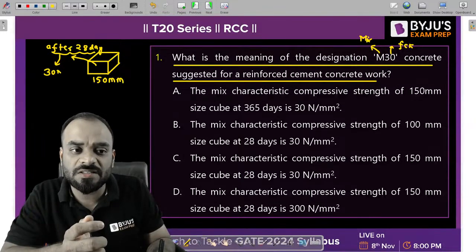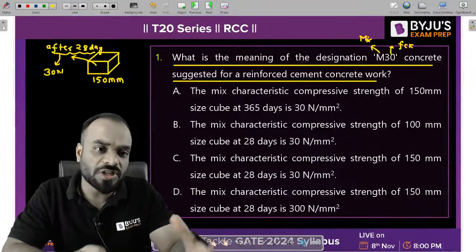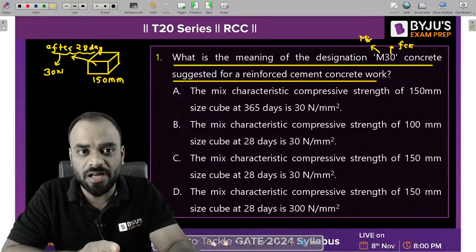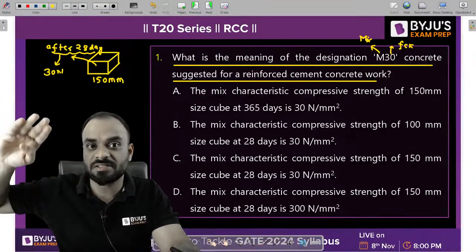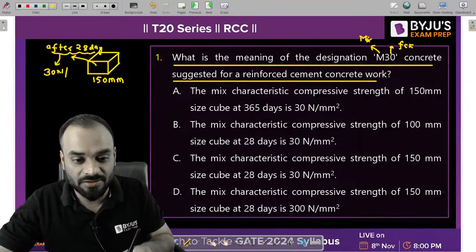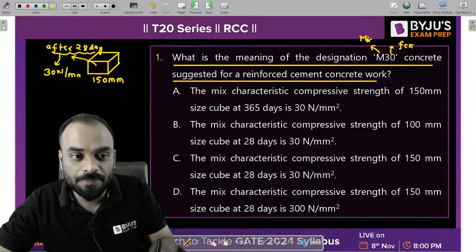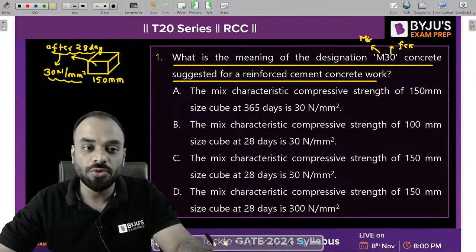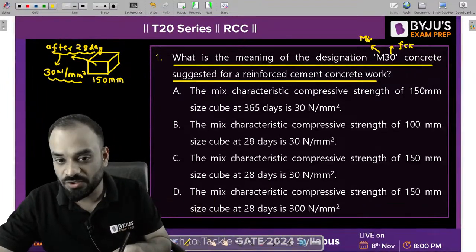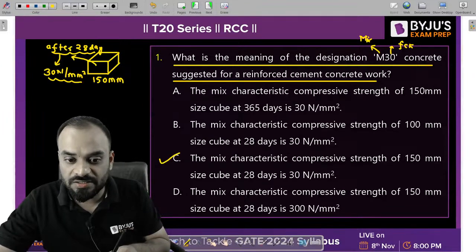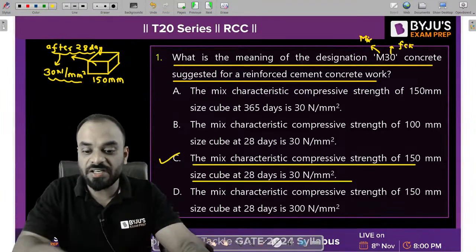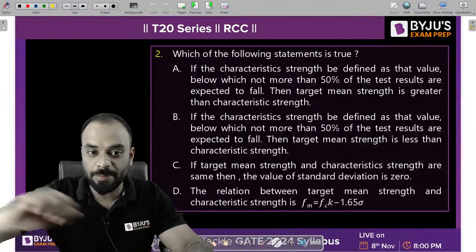Now you know what characteristic strength is. If you have 100 samples, and out of those 100 samples, 5% of test results are lesser than this particular value, which is 30, and 95% of test results are greater than this value, then this value is known as characteristic strength. It should be measured for a cube of dimension 150 mm and after 28 days. So that's why C is the correct answer for the problem: the mix characteristic compressive strength of 150 mm size cube at 28 days is 30 Newton per mm square.